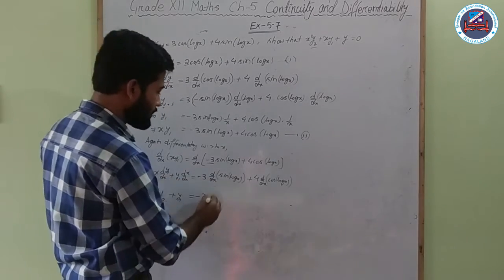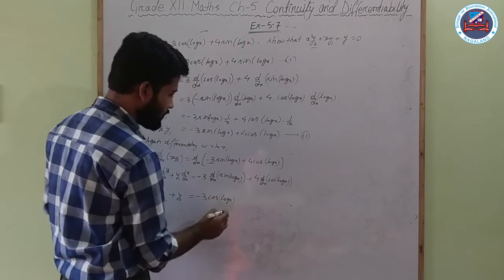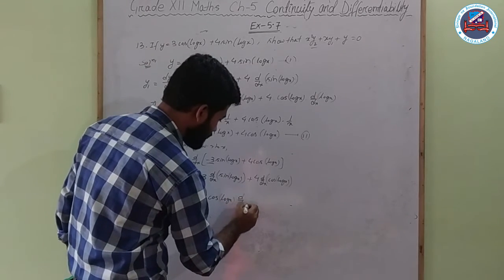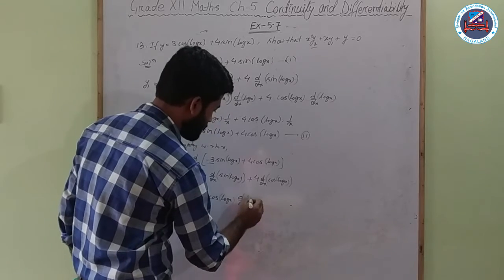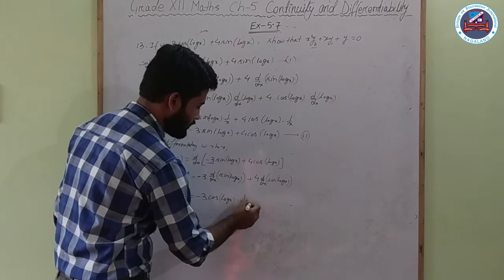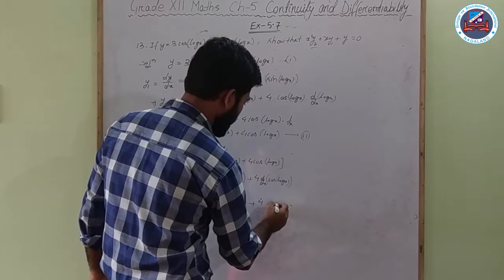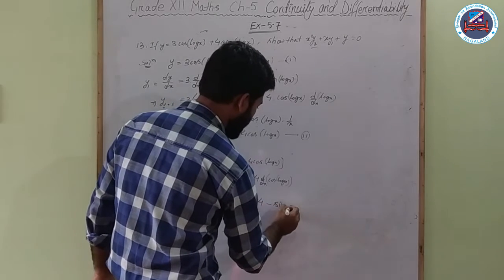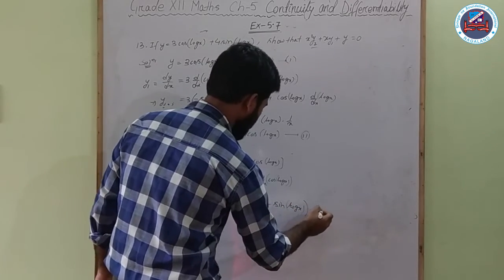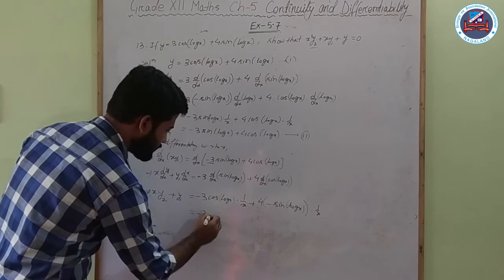Now d/dx of sin x is cos x. So what is our x? It is actually log x. But log x is not the x, isn't it? So we need to differentiate it again. That is d/dx of log x. Okay, we can write it directly also. It is 1 by x plus 4, and here we shall have minus sine of log x into 1 by x. That will be equal to minus 3.